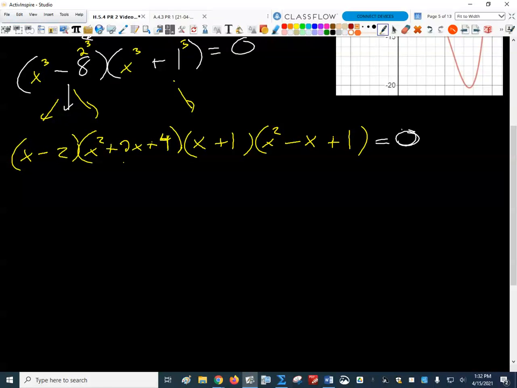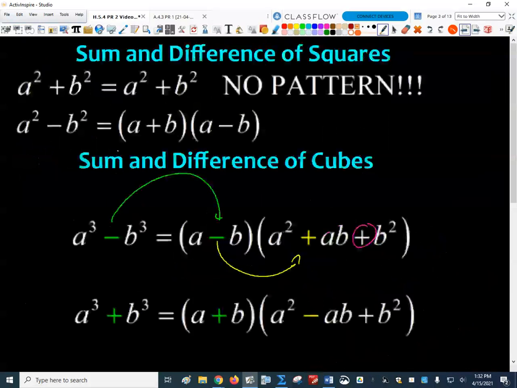How many and what type of zeros am I getting from this factor? Getting 1, what kind? Real. 1 real, right? How many and what type from this one? 2 imaginary. Always, remember, you always get imaginary from the quadratic part of the sum and difference of cubes patterns. Those are always going to give you imaginaries. Okay, in fact, let's put that in the notes.